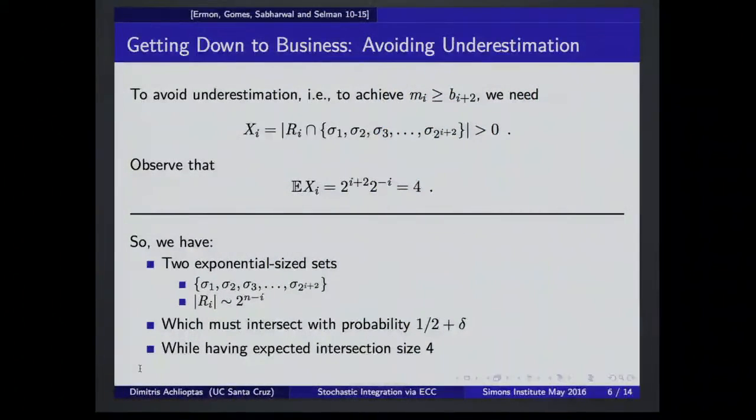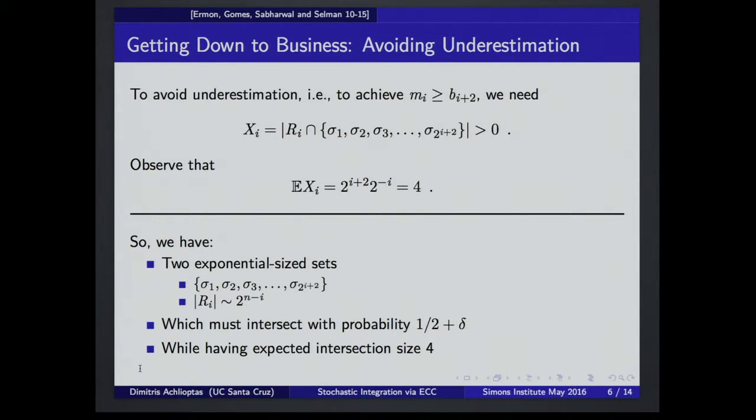So, more concretely, to avoid underestimation, what we need to be true is that although we do avoid all the elements up to 2 to the I minus 2, we do have some elements up to 2 to the I plus 2. So in other words, if we let x sub I be the size of the intersection of our random set with the largest 2 to the I plus 2 elements, we would like the size of this to be positive. And observe that the expectation of this is just 4.